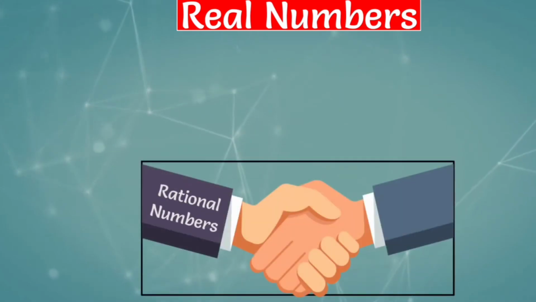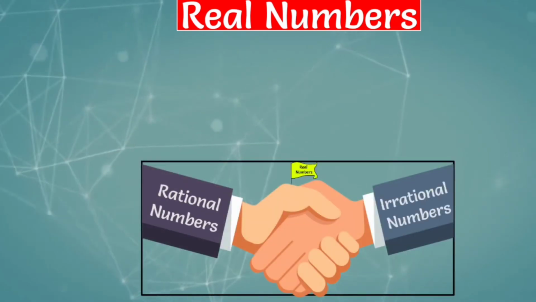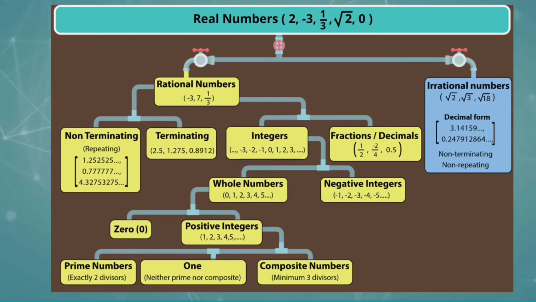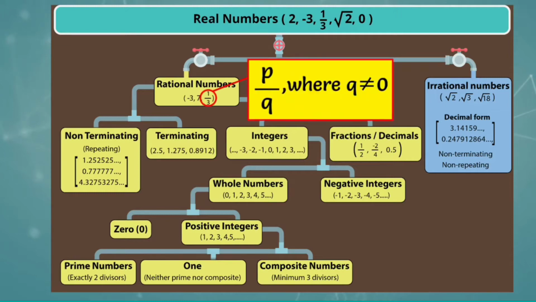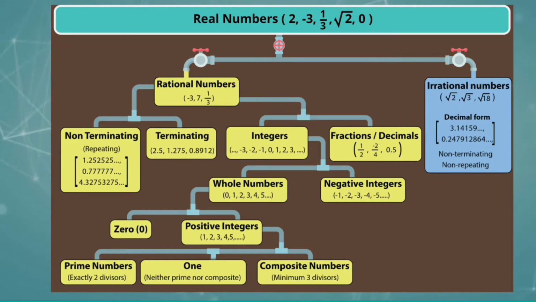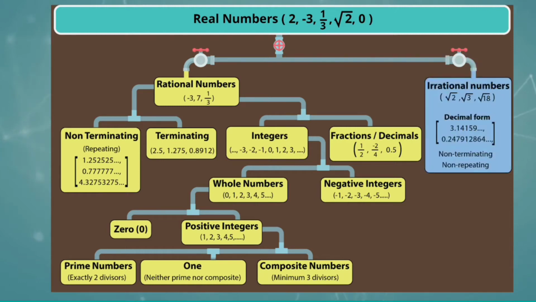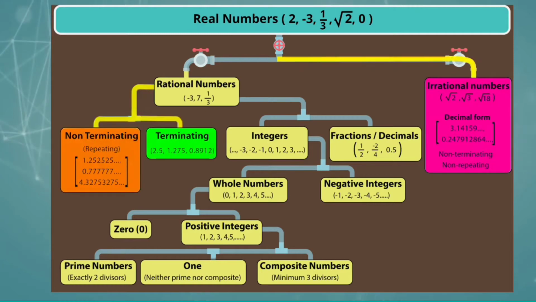We already know that rational numbers and irrational numbers together form real numbers. Rational numbers are the numbers which can be represented in the form p by q, where q is not equal to 0. These numbers can be terminating or non-terminating repeating, whereas the numbers which neither terminate nor repeat are called irrational numbers. From this, we can conclude that all these numbers are real numbers.